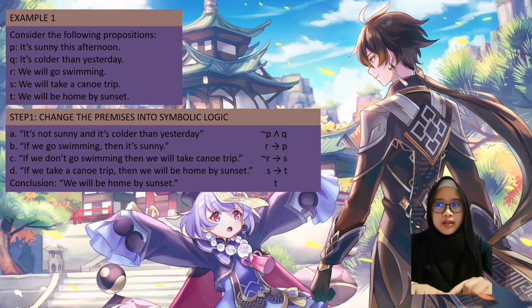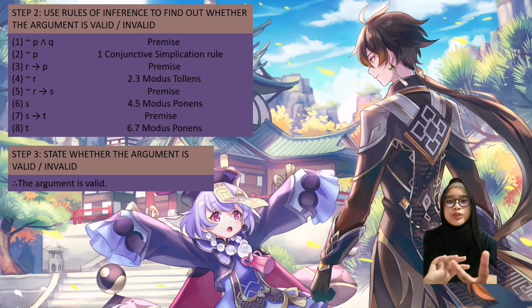Step number 1. We always need to change the premises into symbolic logic first. So, A: It's not sunny and it's colder than yesterday, negation P and Q. B: If we go swimming, then it's sunny, R implies P. C: If we don't go swimming, then we will take a canoe trip, negation R implies S. D: If we take a canoe trip, then we will be home by sunset, S implies T. As the conclusion, we will be home by sunset, T.